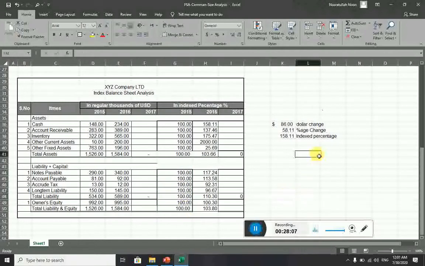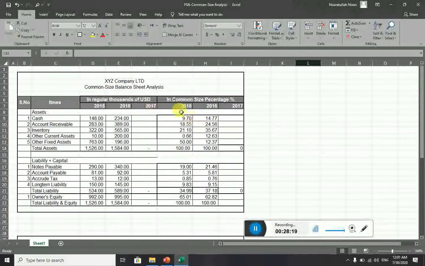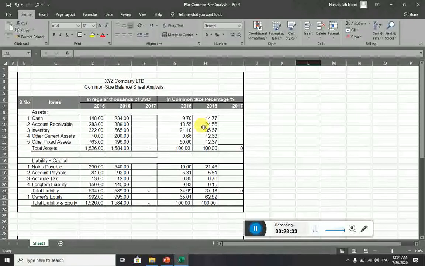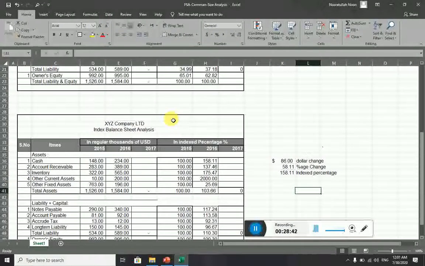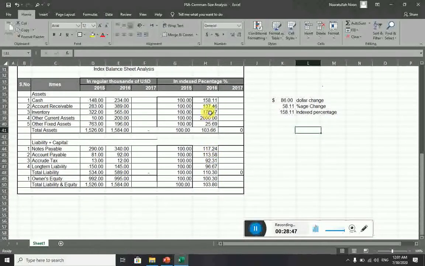All right, so this is how an indexed balance sheet is prepared. Similarly, we can prepare an indexed income statement, and we can also prepare a common size income statement using the same formula as we have used here. But remember that when you prepare a common size income statement, the grand total is up there, total sales, right? Similarly, when you prepare an indexed balance sheet, the same formula is used.